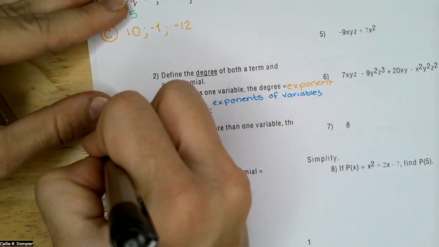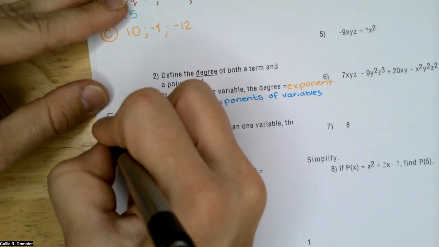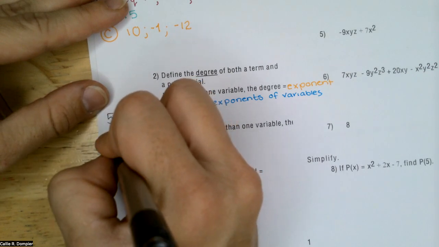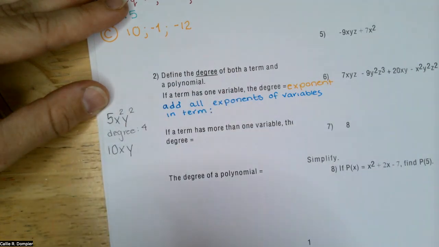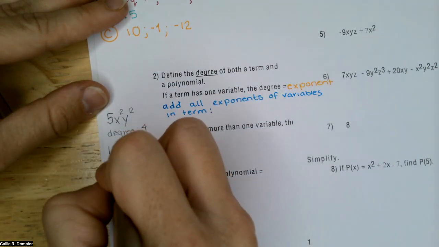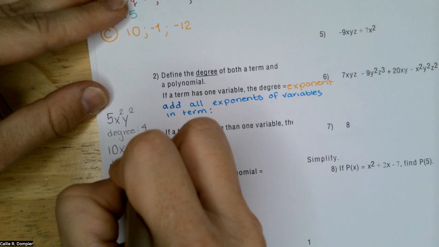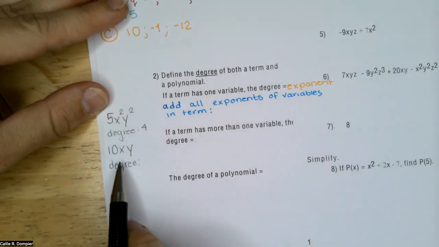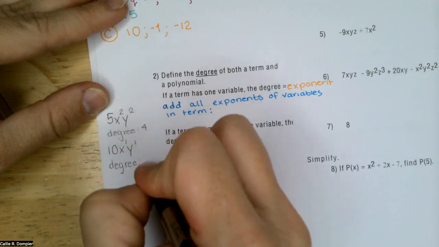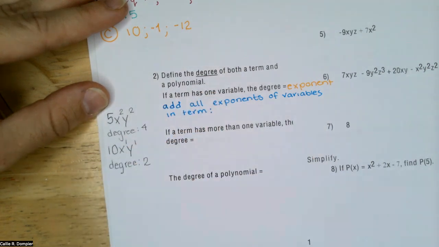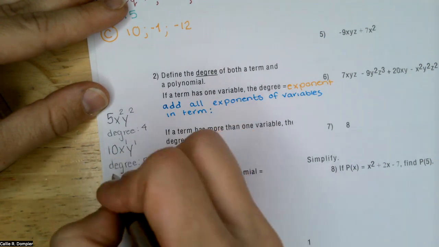All right. If it was just changing this number, but that number makes no difference, 10xy, I want you to think about this. It's a hard one. Remember, if you just see the letter x, that's actually x to the first, y to the first, so that's a degree 2 term. Okay, so you're adding all the exponents of the variables in the term.